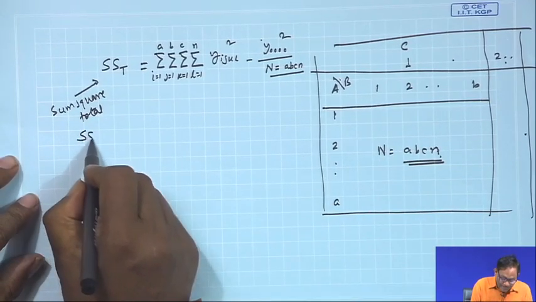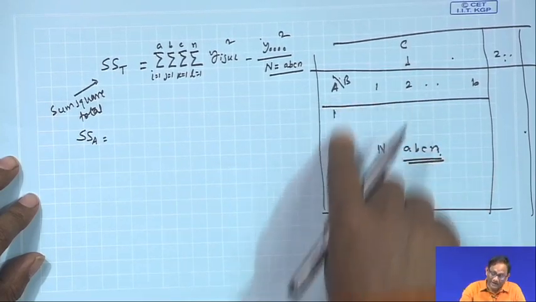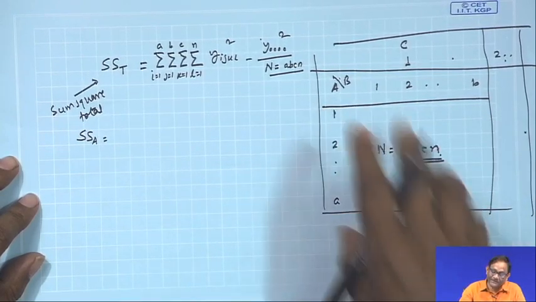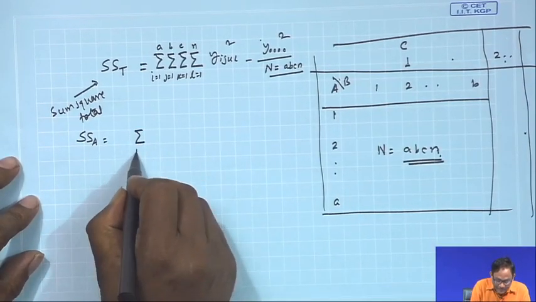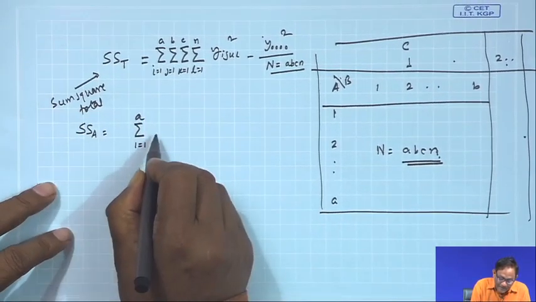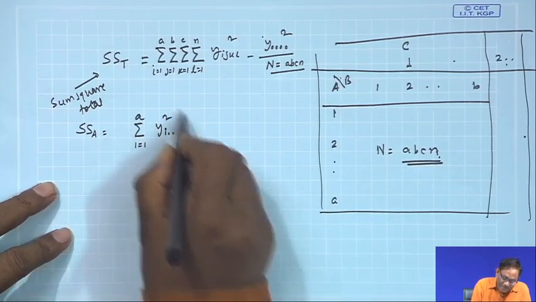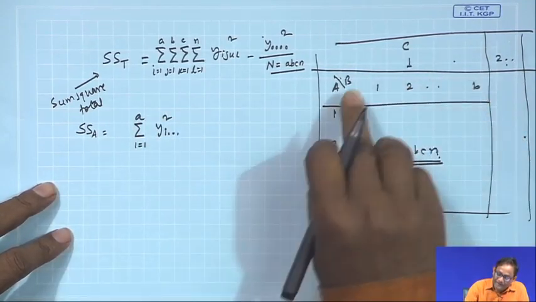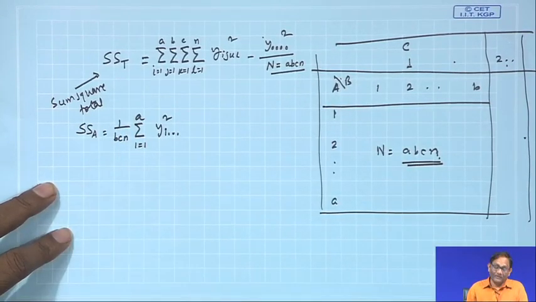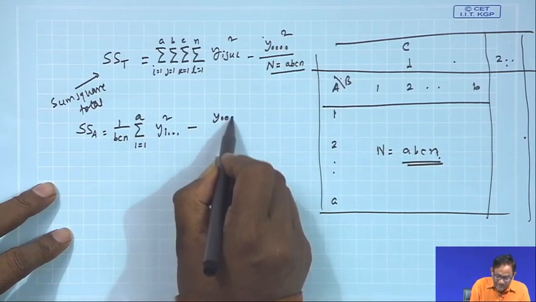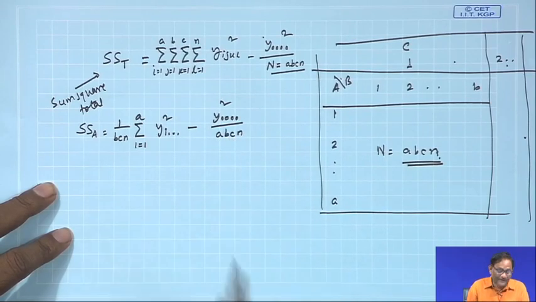Then what will happen for SSA? SSA means there are row totals, the first row, second row like this, so all row totals will be considered. It will be the sum over i equal to 1 to a of y i triple dot squared. This is based on b, c and replication, so 1 by b c n, minus y four-dot squared by a b c n.